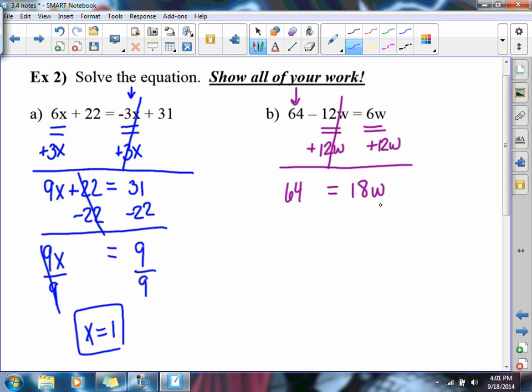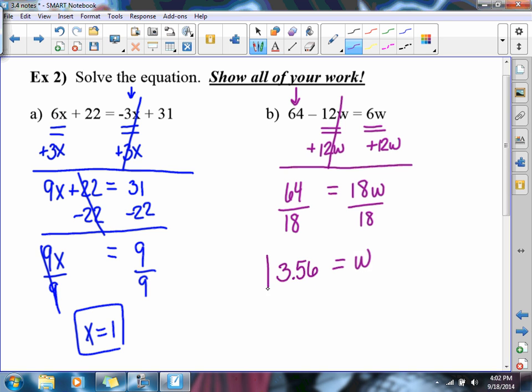If I'm trying to solve for w, then I have to undo the multiplication by 18, so I'm going to divide by 18. And what I do to one side, I have to do to the other. And when we divide here, we don't get a whole number. That's okay. We get 3.56.